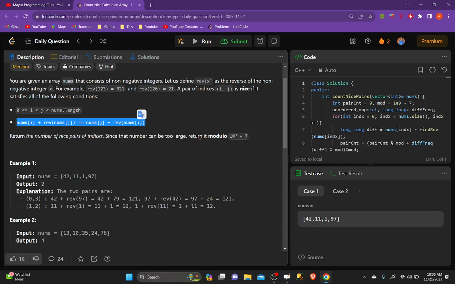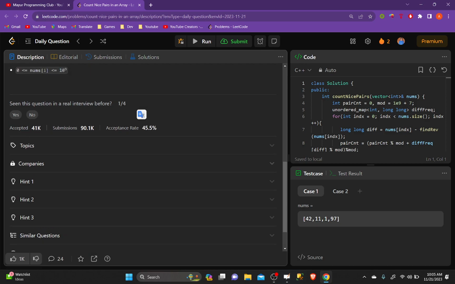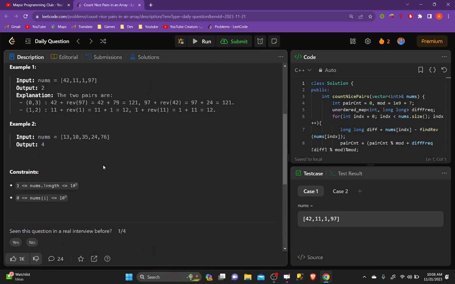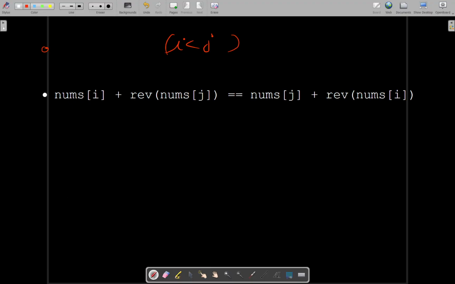And it is saying that the answer can be large, so you should be returning it with respect to modulo 10 raised to power 9 plus 7. Okay. And let's have a look at the constraints. So the constraints here are the length of the nums array that will be given to you will be of order 10 raised to power 5, and the elements in this array will be ranging from 0 to 10 raised to power 9.